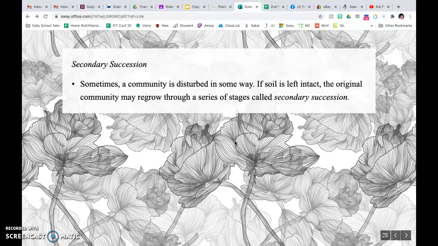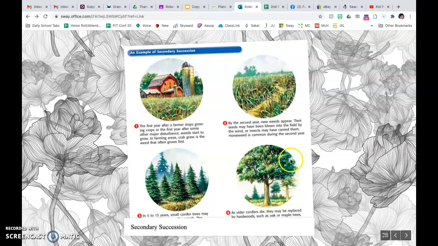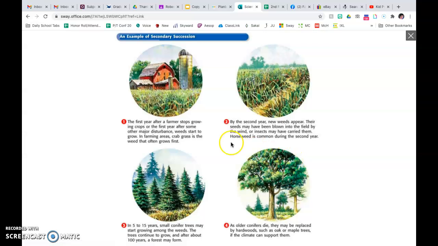Secondary succession. Sometimes, for example with forest fires, you've got a community that's disturbed in some way. If the soil is left intact, in other words, if the soil is left there, the original community that was there to begin with may regrow through a series of stages called secondary succession. So something was once there and now it's going to come back. Here is an example.